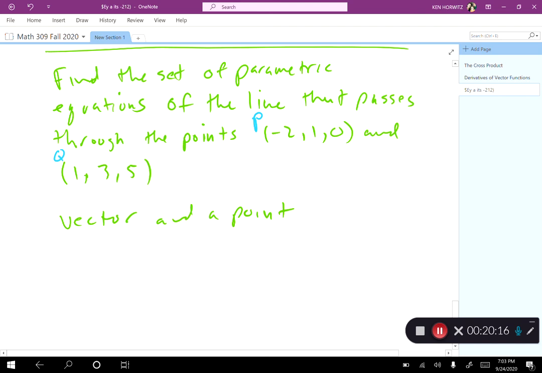All right, so some of the last things we've done was talk about some parametric equations. So I want to find the set of parametric equations that passes through the points 2, negative 2, 1, 0, and 1, 3, 5. Well, I need two things. I need a vector and a point. Well, I already have 2 points, so I can use either one. But I do need a vector. So what I can do is I can find the position vector PQ. Why don't you go ahead and pause the video at this point. Find PQ. When you come back, I'll give you the answer.